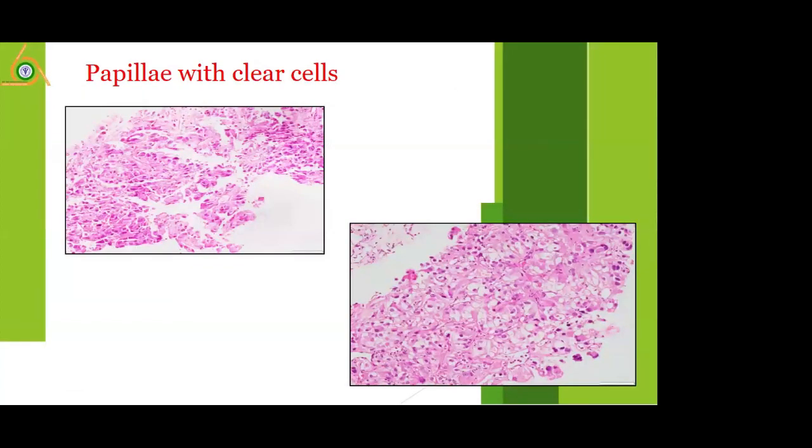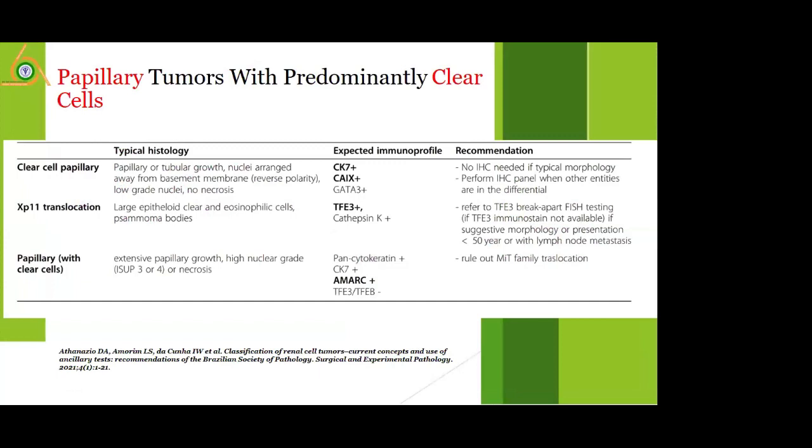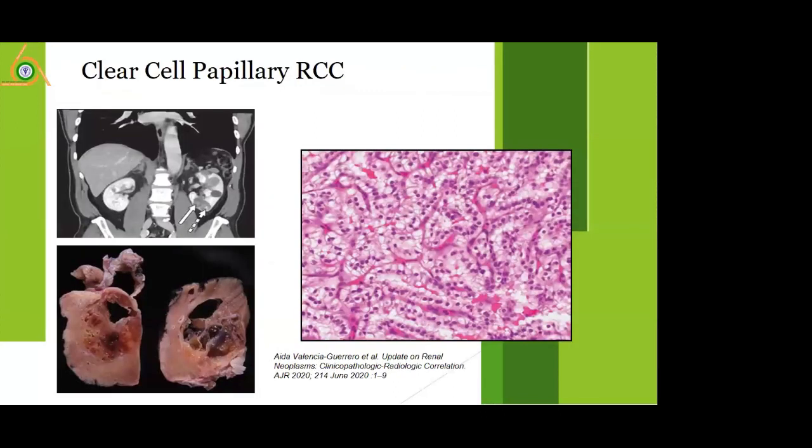Okay, next. Yeah, and also you can see them in papillary RCCs. So this is again the classical thing, and what are the IHCs? For clear cell, you have to do CA9. For clear cell papillary, you have to do CK7, and then for translocations, you have to check for TFE3. Papillary RCC will be positive for AMACR.